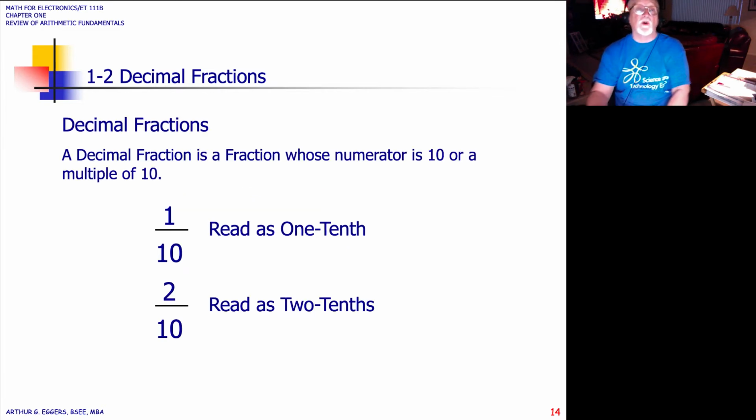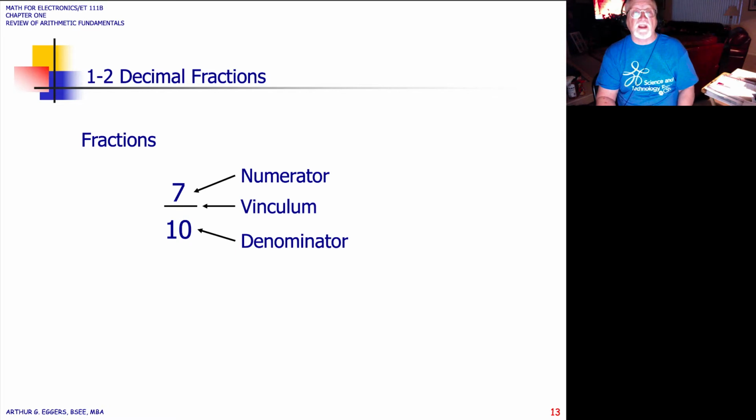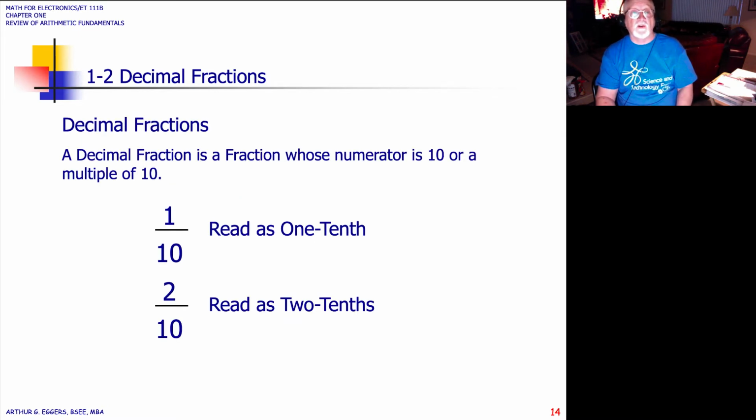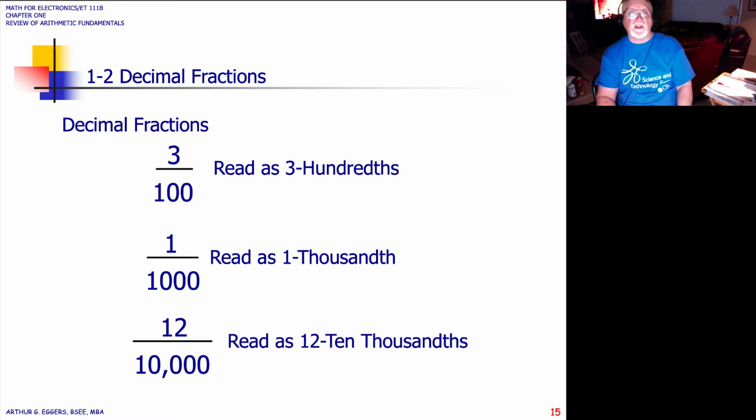This becomes important when we look at decimal fractions because in this case we're looking at the whole number 10 in the denominator. Okay, so the denominator 10, in this case 7 tenths, in this case 1 tenth, 2 tenths, 3 hundredths, 1 thousandth, 12 ten thousandths. Okay, so we're using the 10 values.